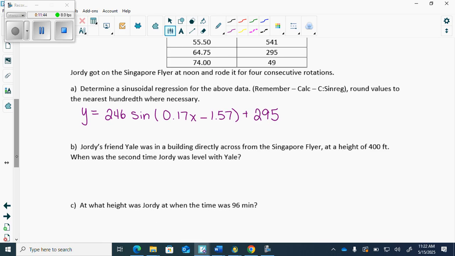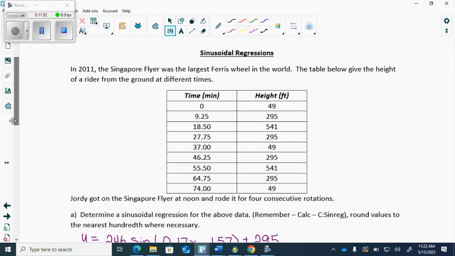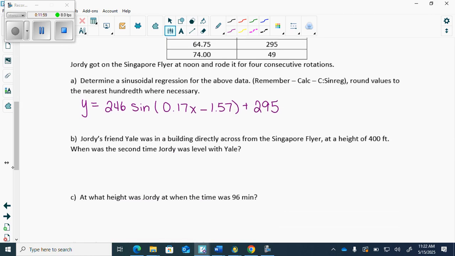Jordy's friend Yale was building across from the Singapore Flyer at a height of 400 feet. When was the second time he reached it? So 400 feet, is that X or Y based off of the units? Y. So we know we have Y equals 400. Where do we put that? Into Y2.